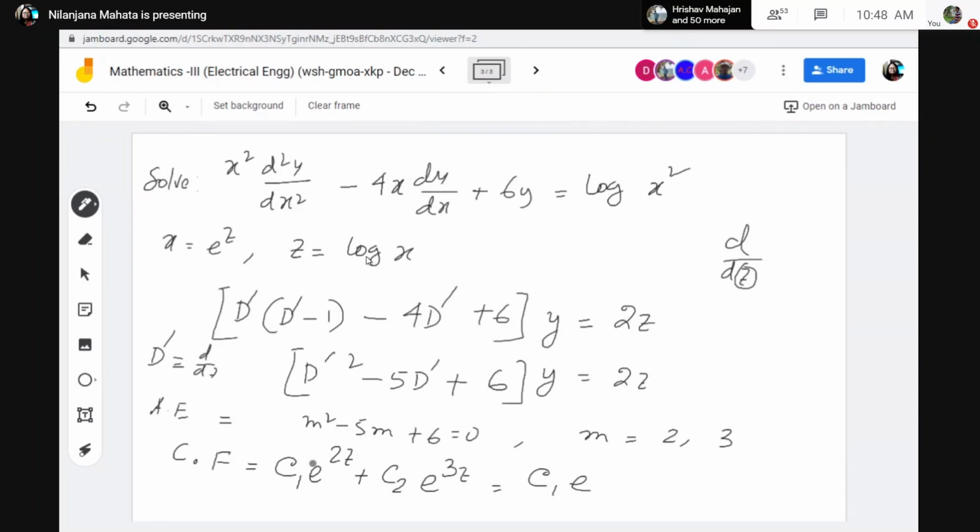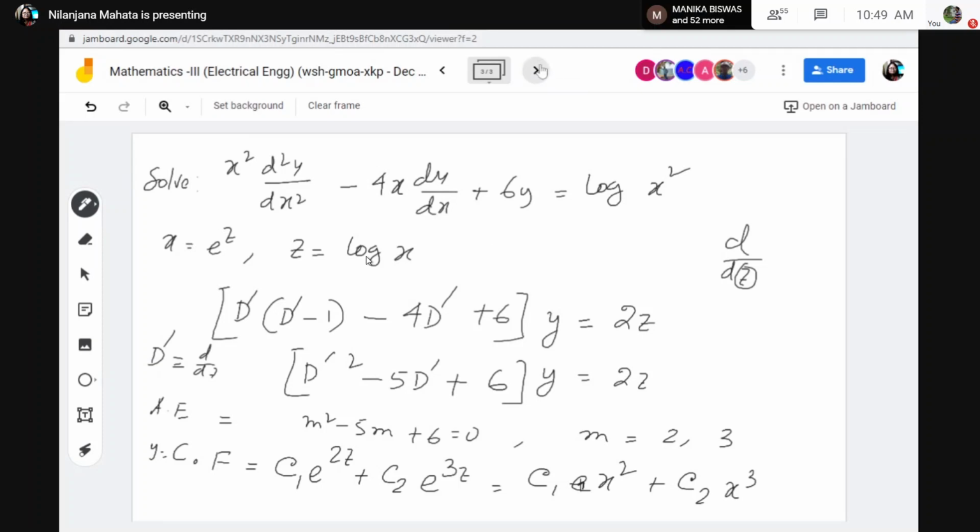So your y, CF, is C1 e to the power 2z. What is your 2z? Your z is equal to log x. So e to the power 2z will be x square. This will be 2 log x, okay? So e to the power 3z will give C2 x cube. Fine. So you have got your CF of this given equation.